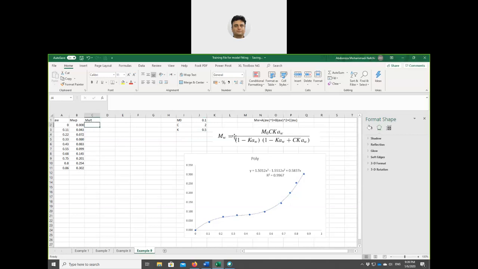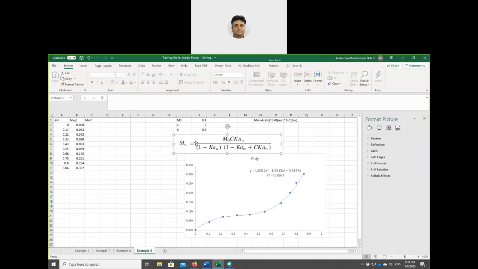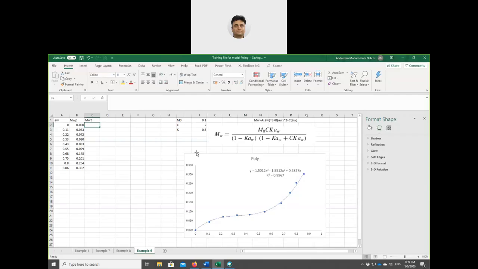I want to calculate the MWT. How? Like this one. Okay, MWT is equal to M0. M0 is this one.